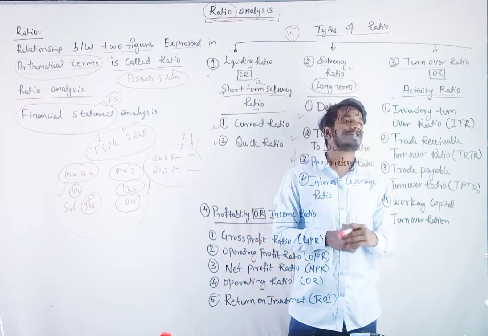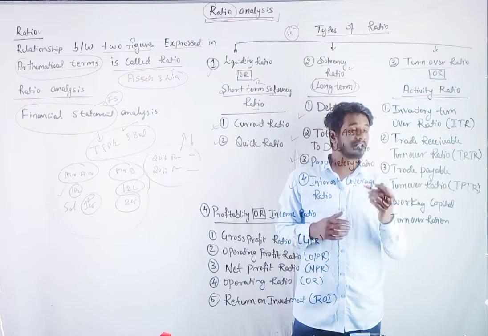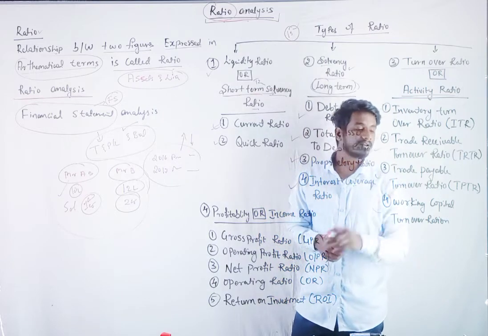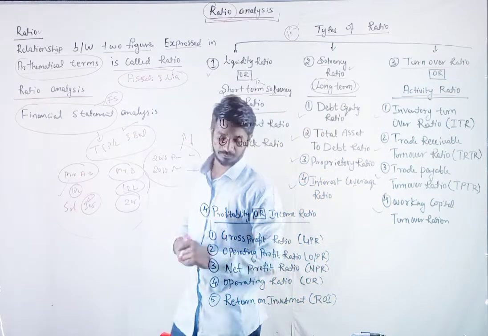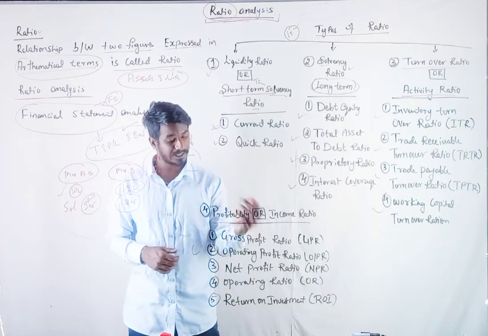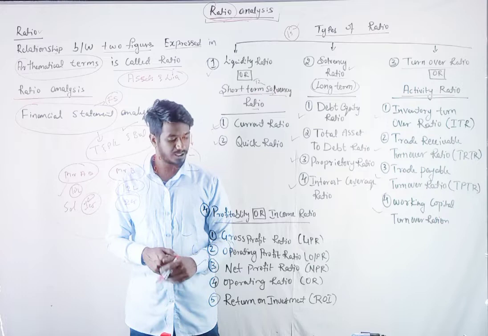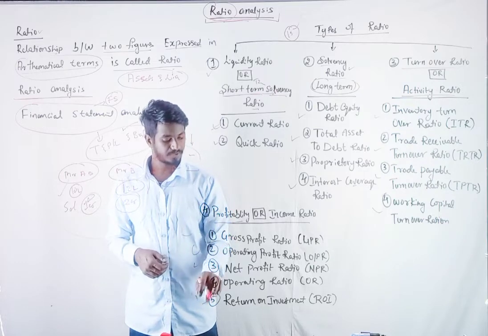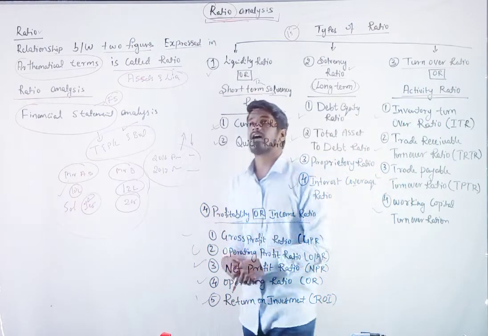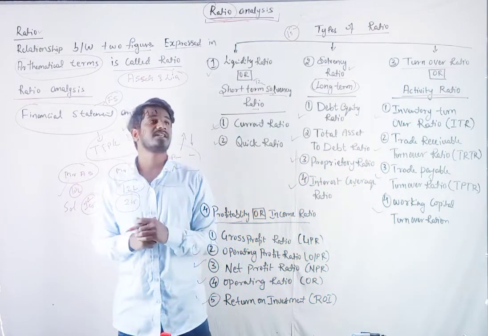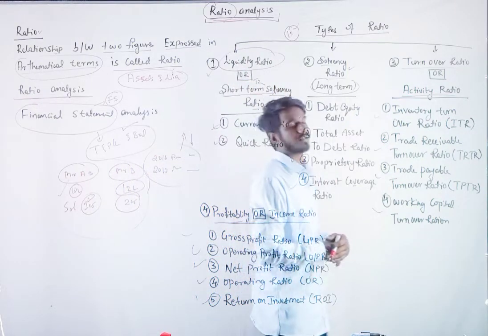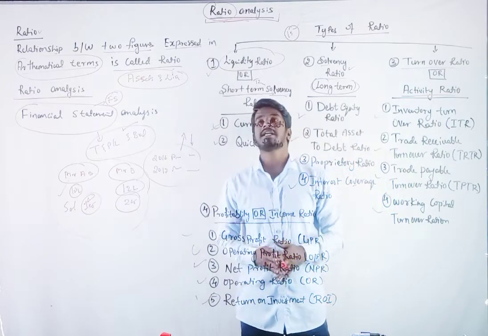In the turnover ratio, we have inventory turnover ratio, trade receivable turnover ratio, trade payable ratio, working capital turnover ratio. And in the profitability, we have gross profit ratio, operating profit ratio, net profit ratio, operating ratio, and return on investment ratios. Let us start one by one and we will understand it conceptually. Let us start with the first one, liquidity ratio.